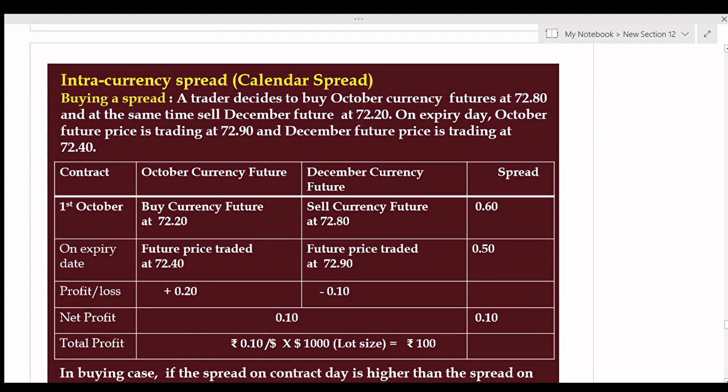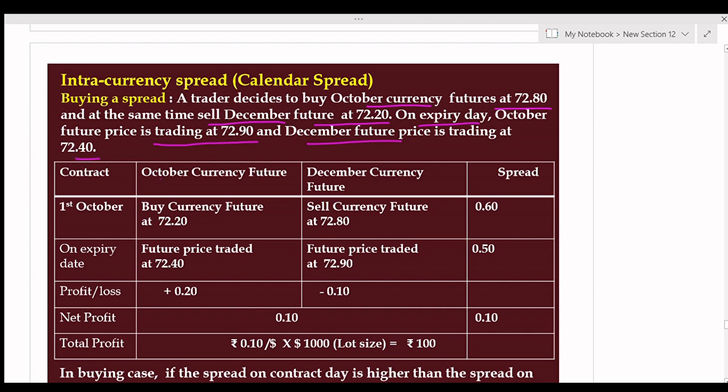Now buying a spread. The trader decides to buy October currency future at rupees 72.80, and at the same time sell December future at 72.20. On expiry date, October future price is trading at 72.90 and December future price is trading at 72.40.